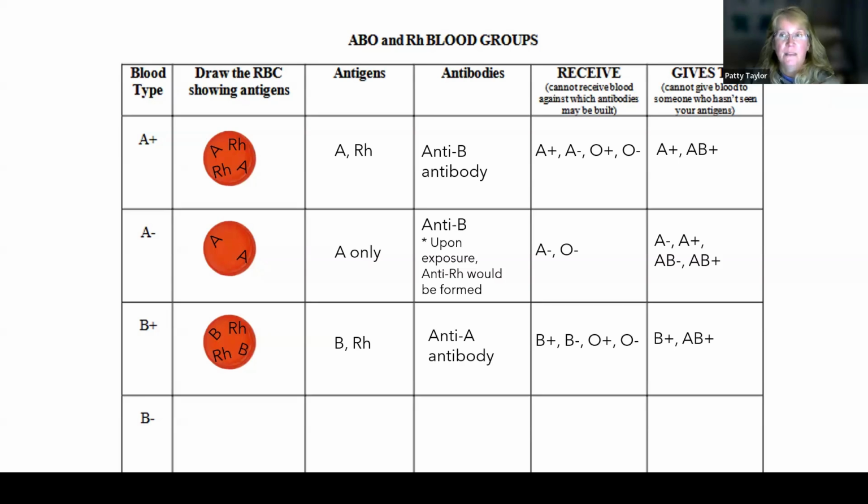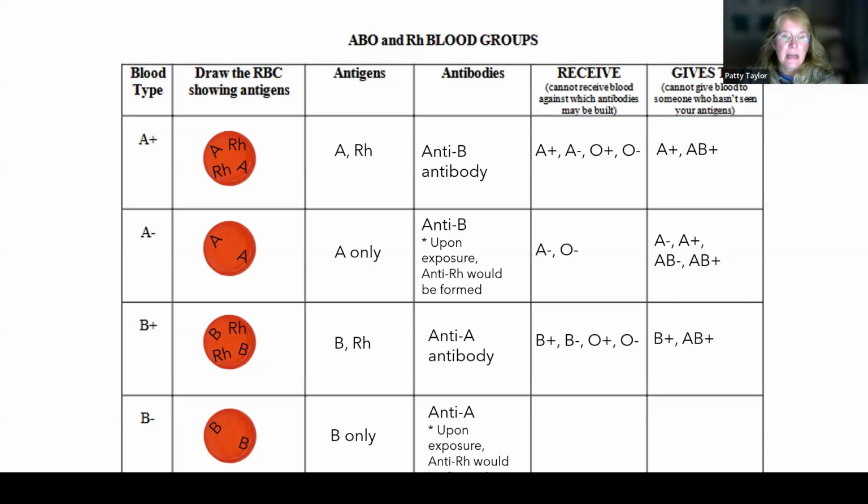The catch is they need to be able to match your antigens. So AB positive has seen your B and your Rh antigens. B negative carries no Rh factor. It only has the B antigen, no Rh antigen here.